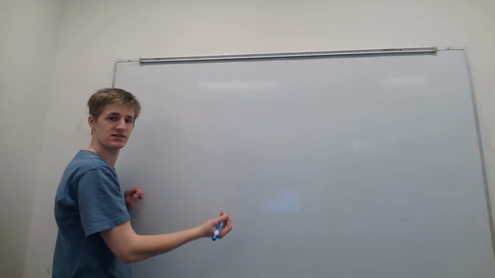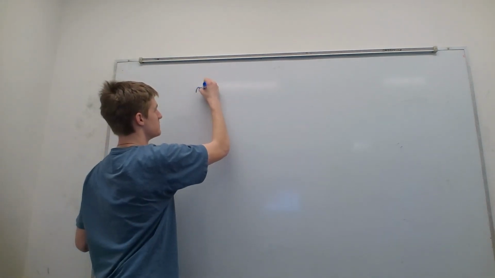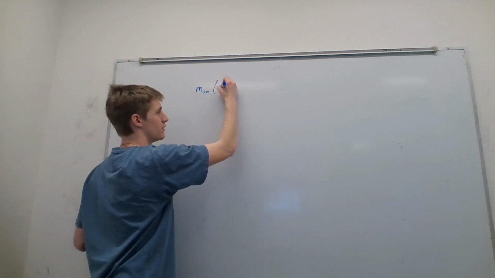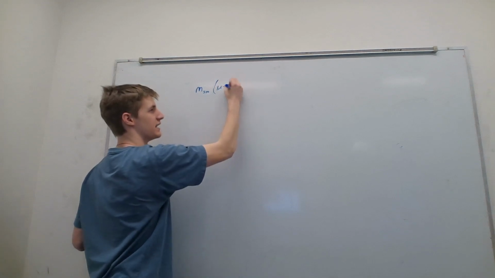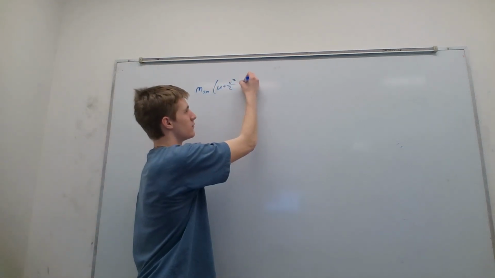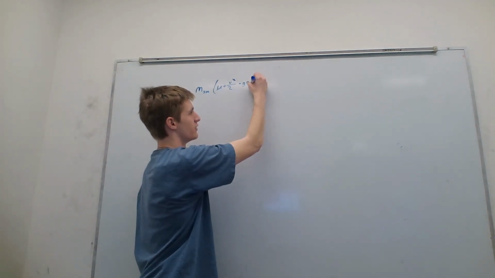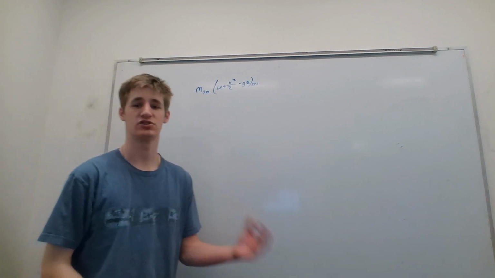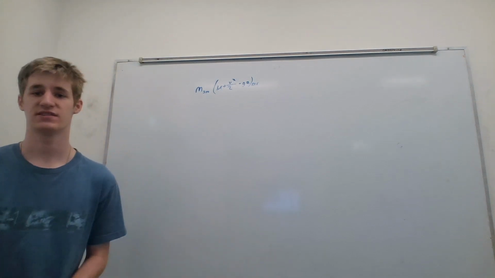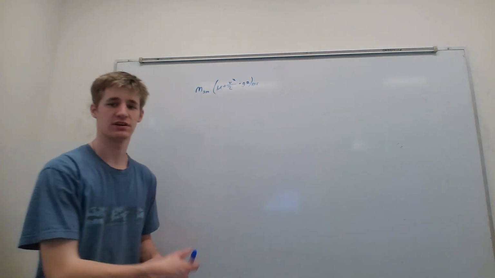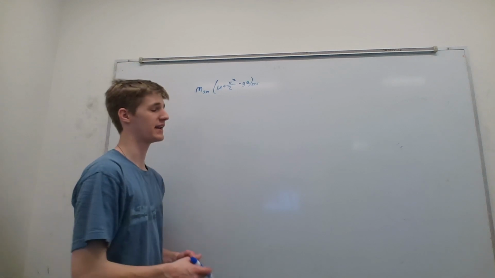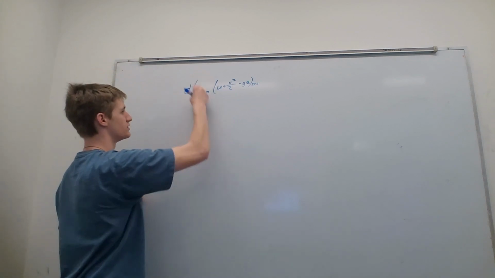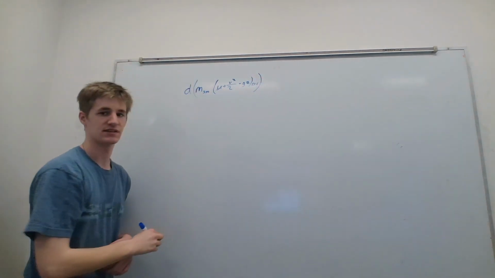The energy of a system is the mass of the system times internal energy per unit mass plus kinetic energy per unit mass plus potential energy per unit mass. And for our energy balance, we want the change in energy of the system to be equal to any energy being added minus any energy being removed.